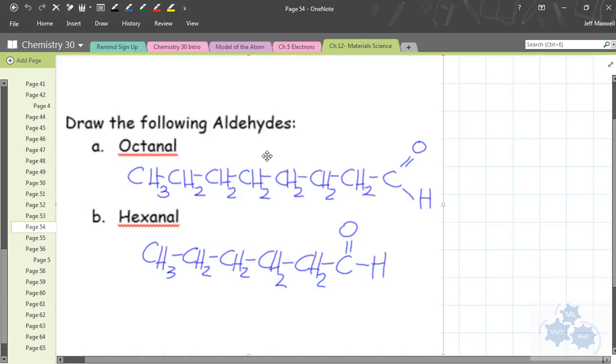So here are the answers for that, just to run through that. So that's the lesson today. Ethers, amines, and aldehydes. We did not finish the carbonyl group in this lesson, but ethers, amines, and aldehydes, that's the lesson for that.